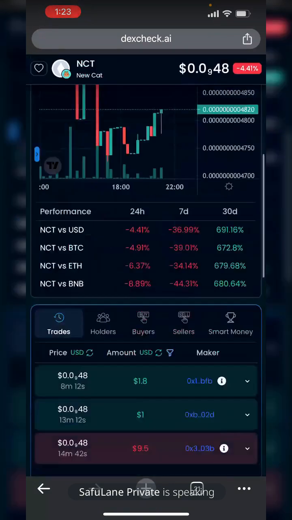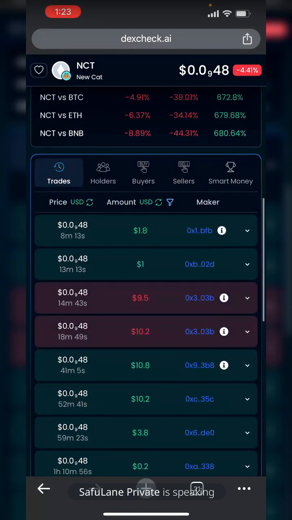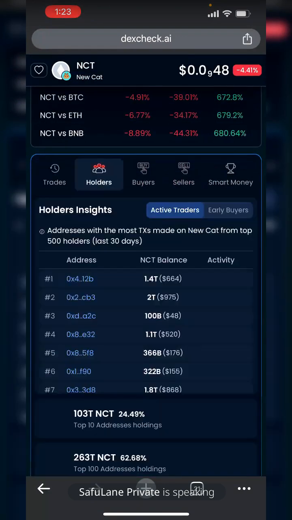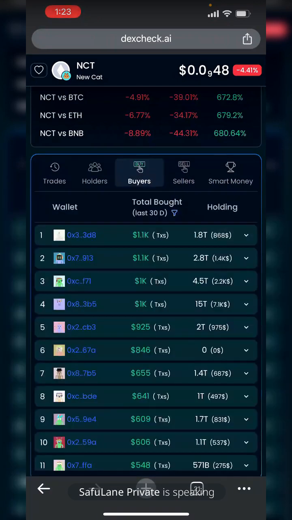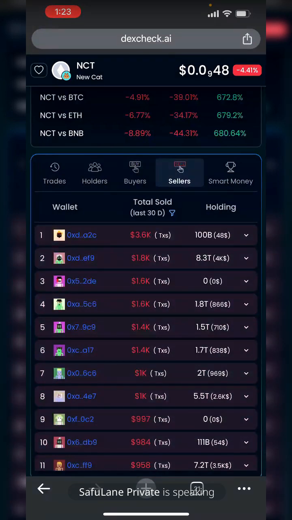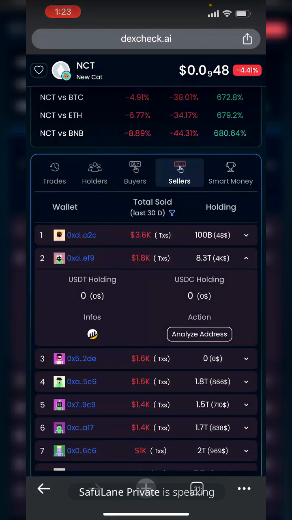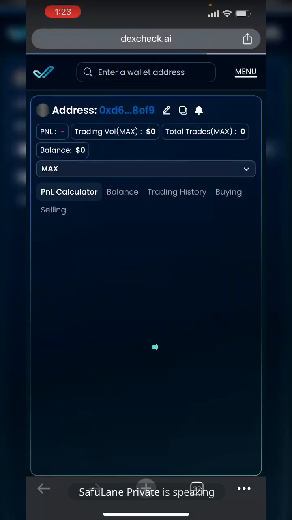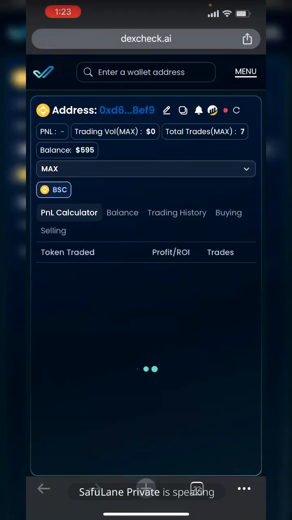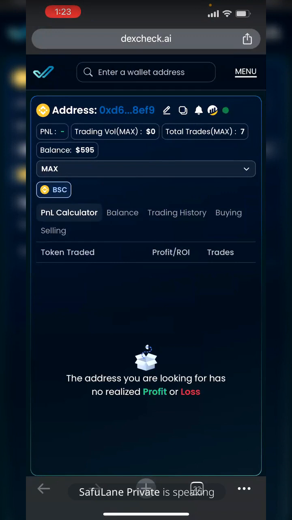So now I want to track an address of a guy on this project. So how do I do that? Let me see. I want to check why this number 2 guy is selling the token, because he sold about 1.8K and is still holding 4K. So I want to analyze his address. I just click on analysis. Right now, let's see what happens.